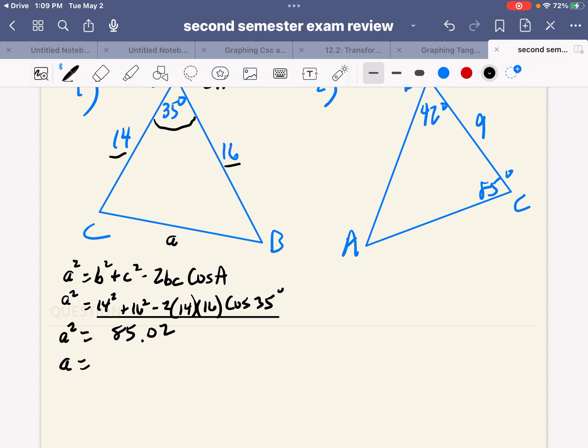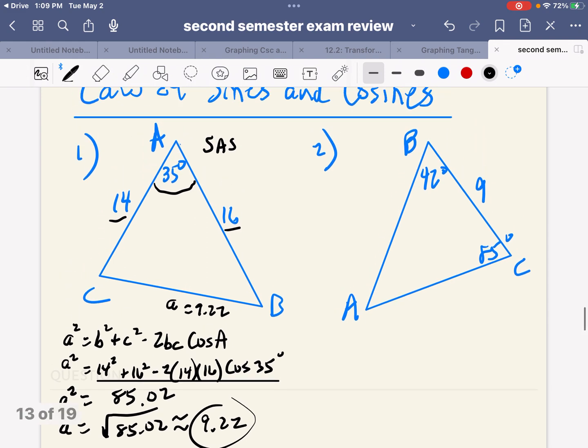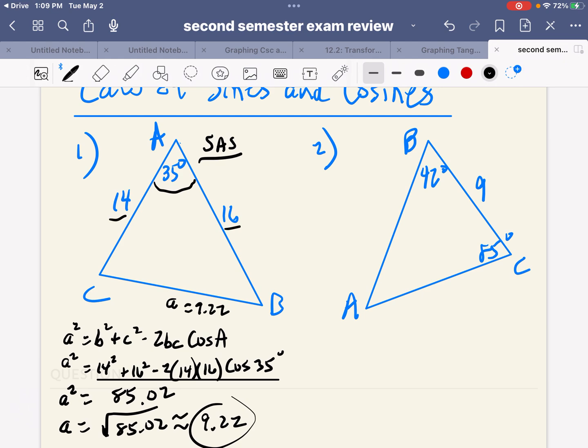So A is equal to the square root of 85.02. And so let's see. The calculator tells me that the square root of that is 9.22-ish. So I have found the measure of this side to be approximately 9.22. So that was a law of cosines problem. I had to figure out by what was given to me which formula, whether I should use the law of sines or the law of cosines.